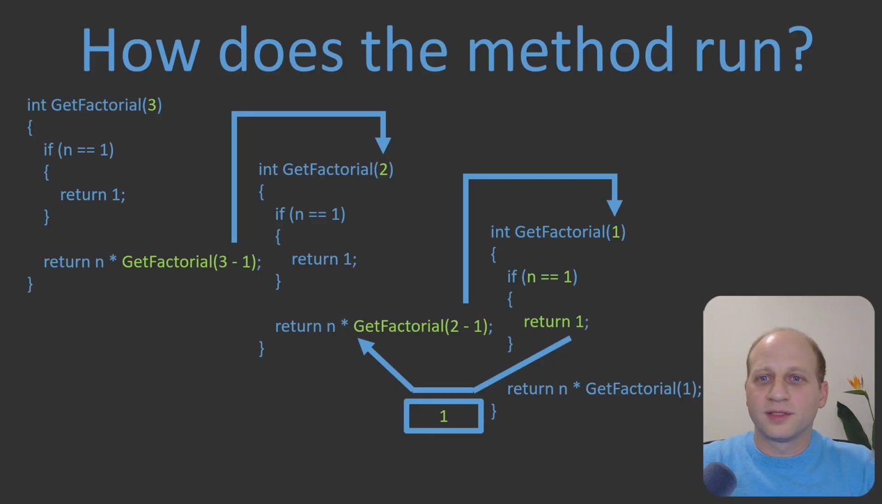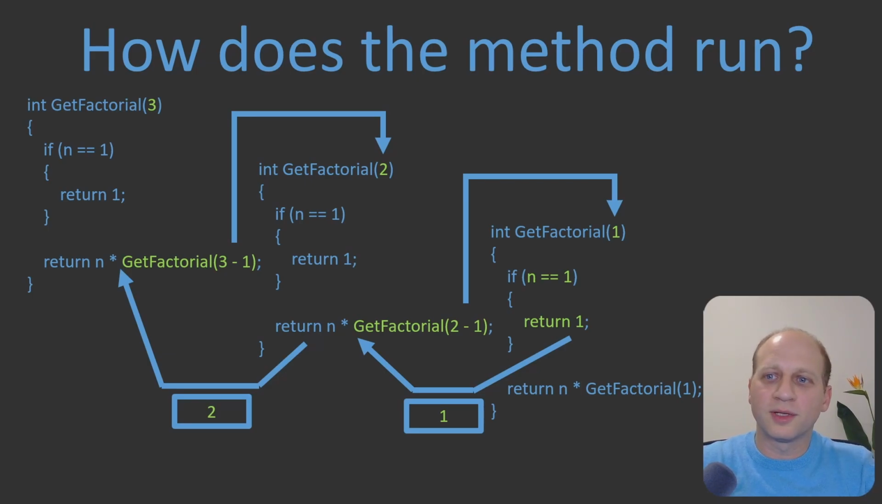Now we are back in the previous method with the number 1 as the result. Now we multiply 2 by 1 and return the answer to the previous method. Now the first method gets the result 2 and multiplies it by 3. Once it has the result, it returns it.